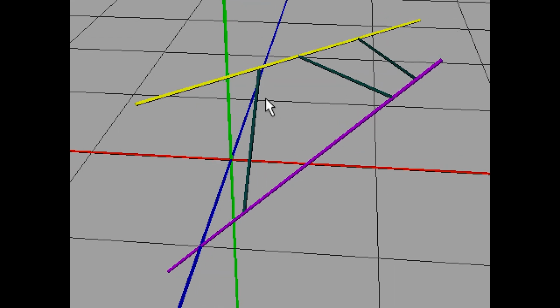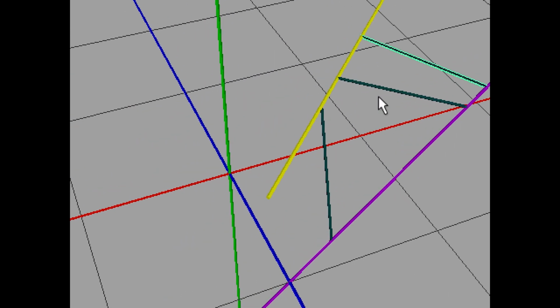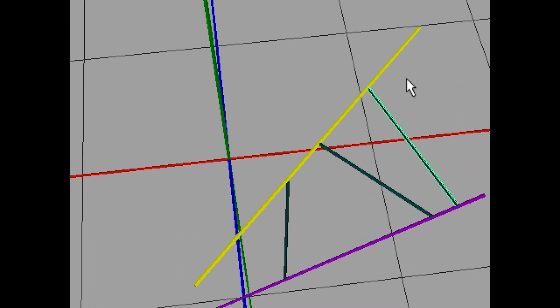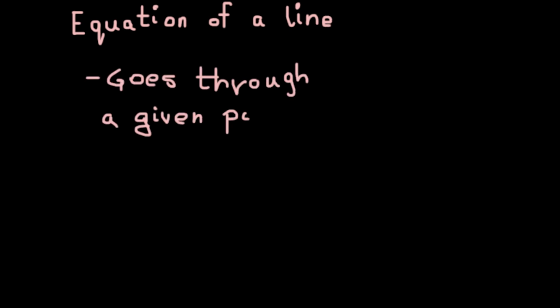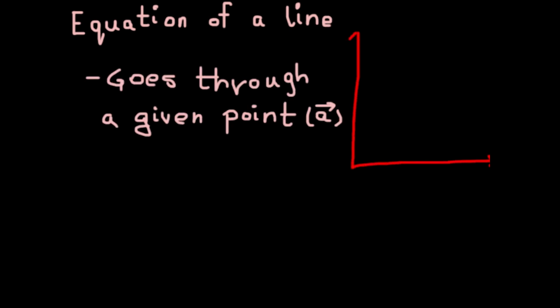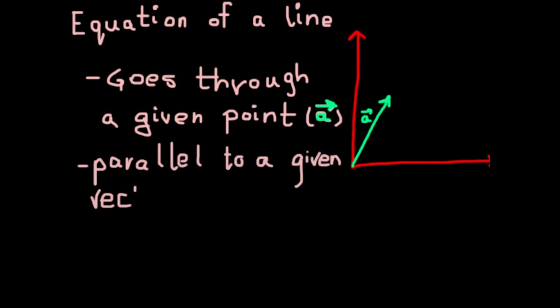As you can see, there are a lot of different line segments that you could draw to find the distance between these two lines. But how do we find the shortest distance? For that, we need to quickly recap the equation of a line in vector space that goes through a given point. Let's say that's represented by A, so let's draw the graph, and that's A, the position vector A, and is parallel to another vector, B.